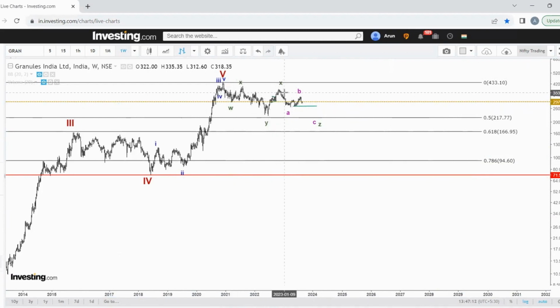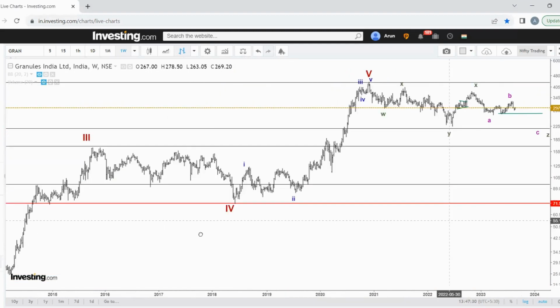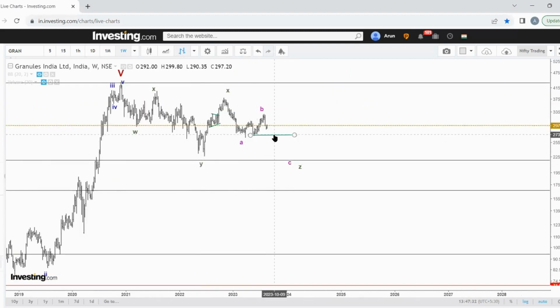It's like a 3-wave move only, because the price also did not cross this X. Before crossing this X, the price again fell in 3 waves, and at the moment everything is moving in three waves. If the price moves in 3 waves, that most probably will be the corrective waves. So yes, this is the Granules chart. We need to wait for 270. If the price closes below 273, yes, we may see one more fall to 217 levels. To negate, the price needs to move above this X level.